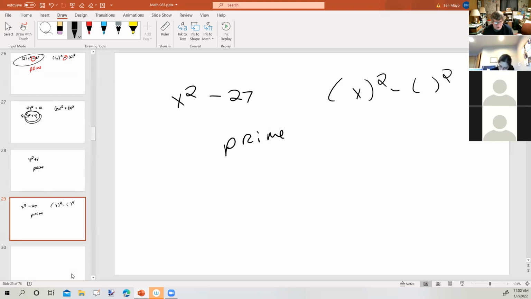27 isn't a square, so it's not the difference of two squares. Okay. And we're talking squares of integers, because there isn't an integer whose square is 27. Okay. We okay to keep going?